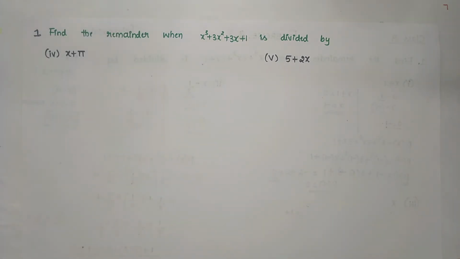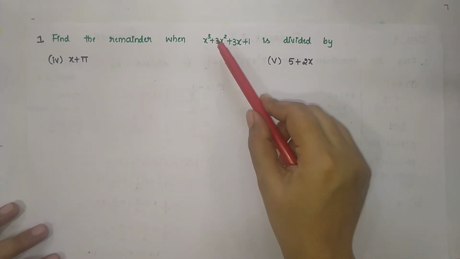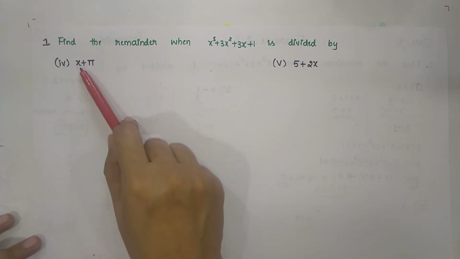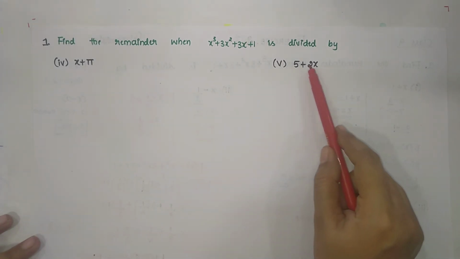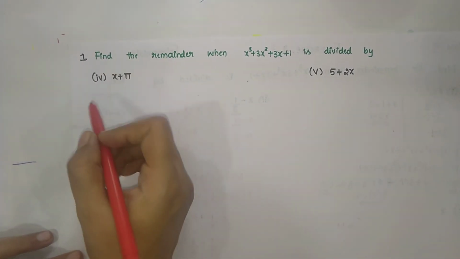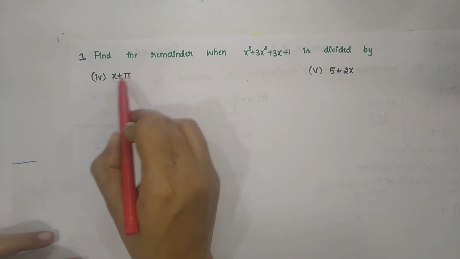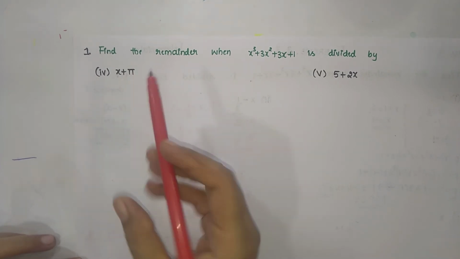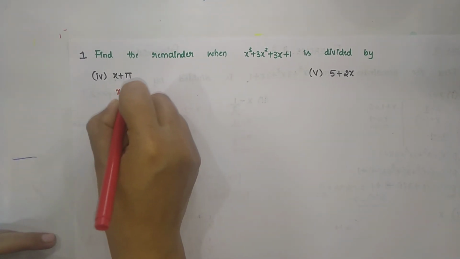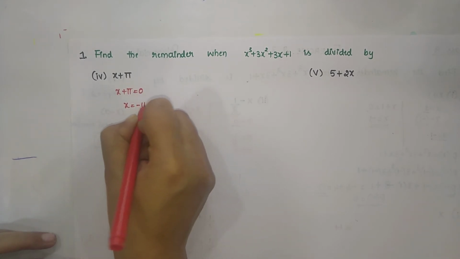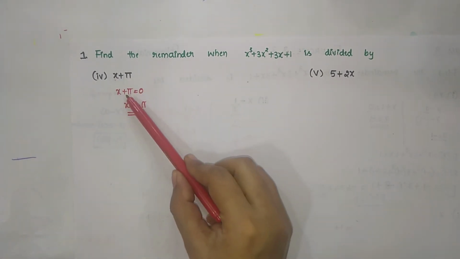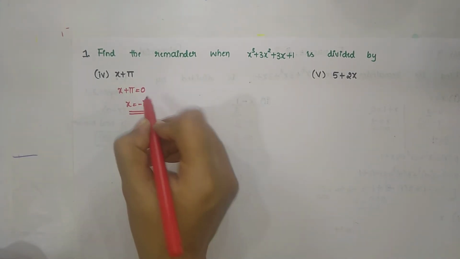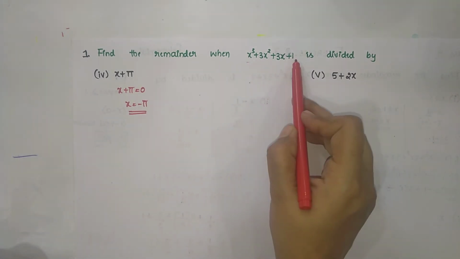Now let us solve the fourth question, that is the same polynomial p of x is divided by the other linear polynomials. Fourth one is x plus pi, fifth one is 5 plus 2x. Now let us equate the divisor, that is the given linear polynomial x plus pi, to 0. So we get x plus pi equal to 0, x is equal to minus pi, that is by taking pi which is on the left hand side to the right side, we get x equal to minus pi. Now you have to replace this value of x in the given polynomial.